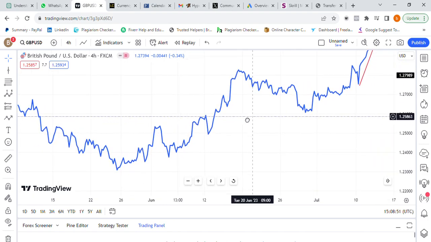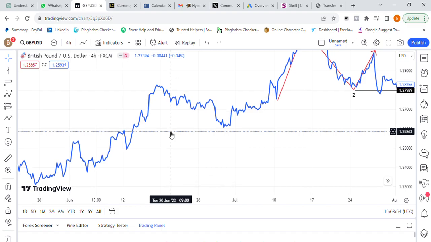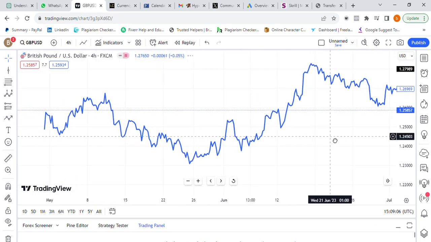You can see in this case the market tried to make a high here. This is point one to this value. It didn't work out on this high.